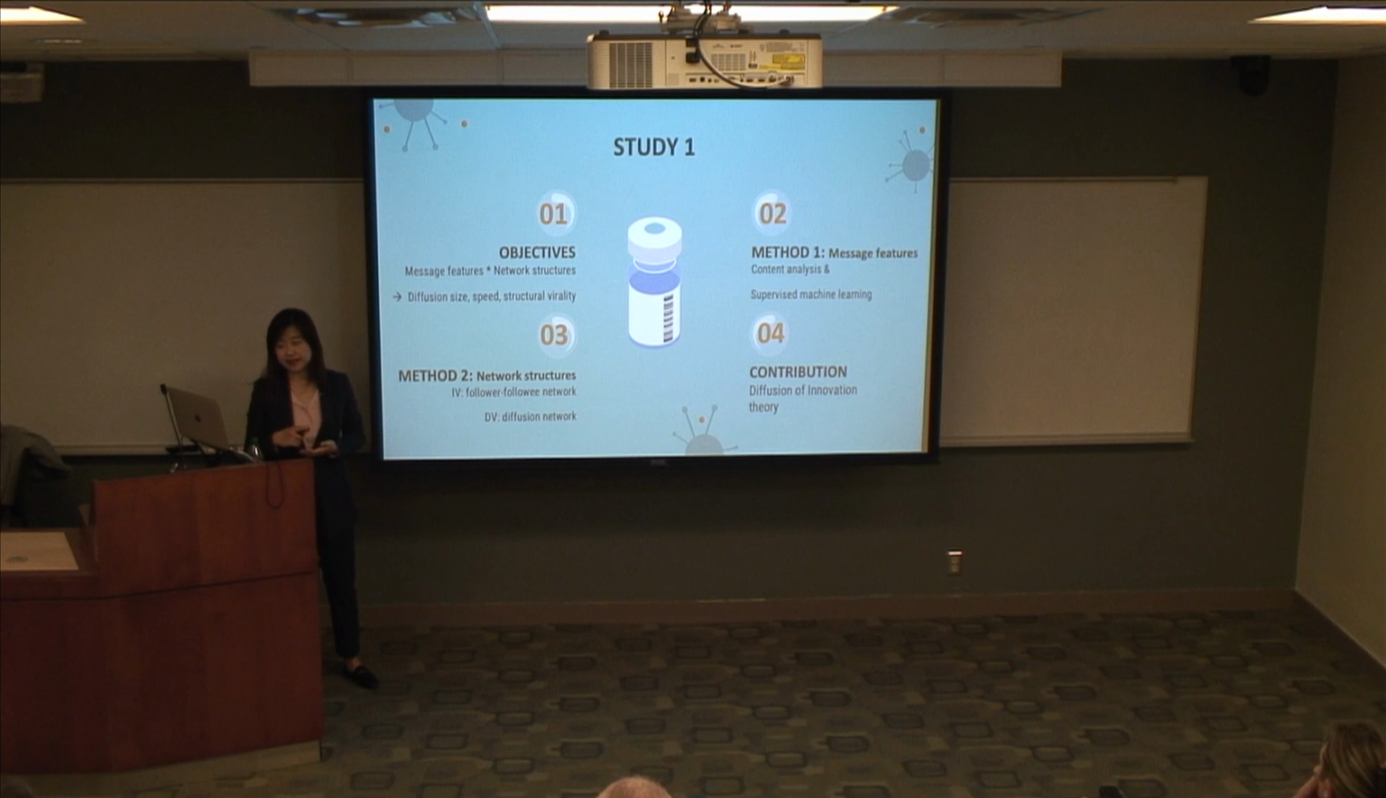So the first study of my dissertation examines exactly how the interaction between message features and network structures could influence diffusion size, diffusion speed, and structural virality. So all these are diffusion-related outcomes.